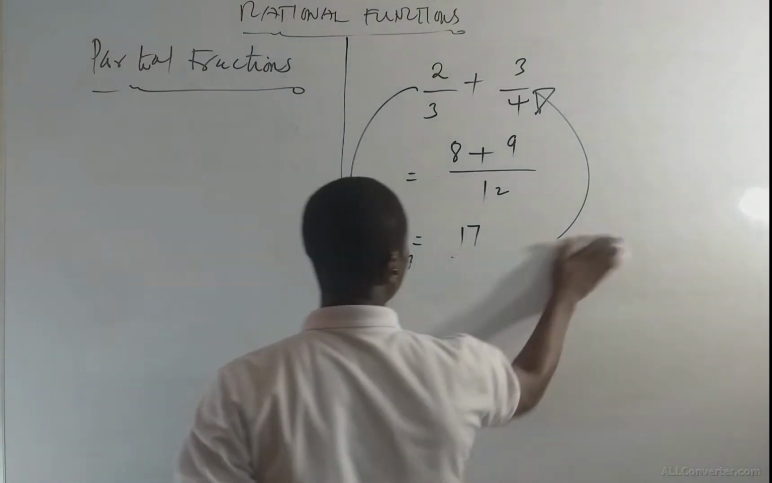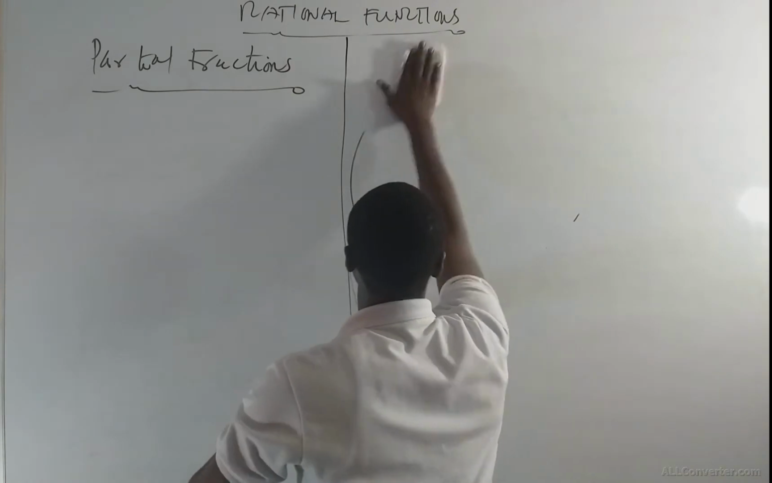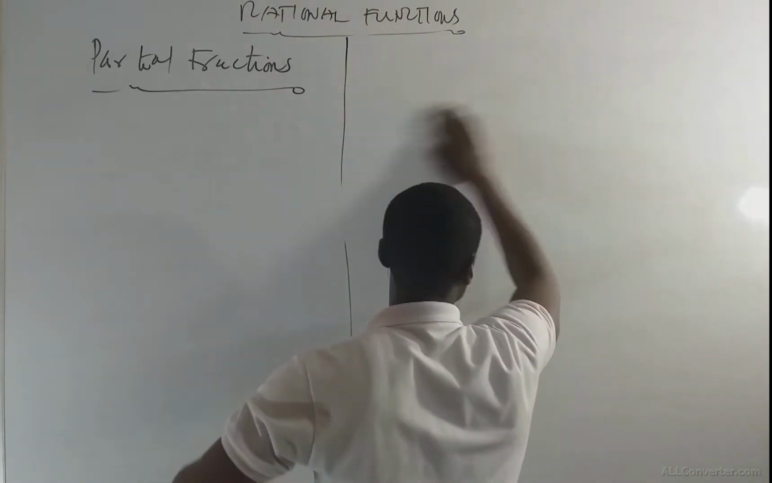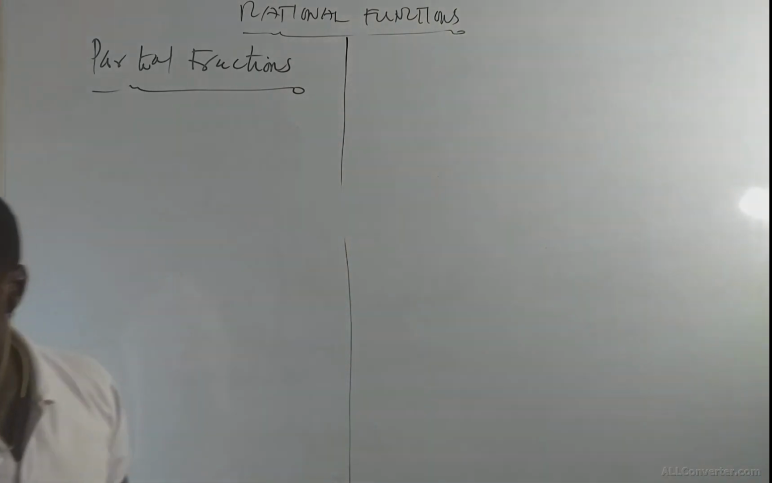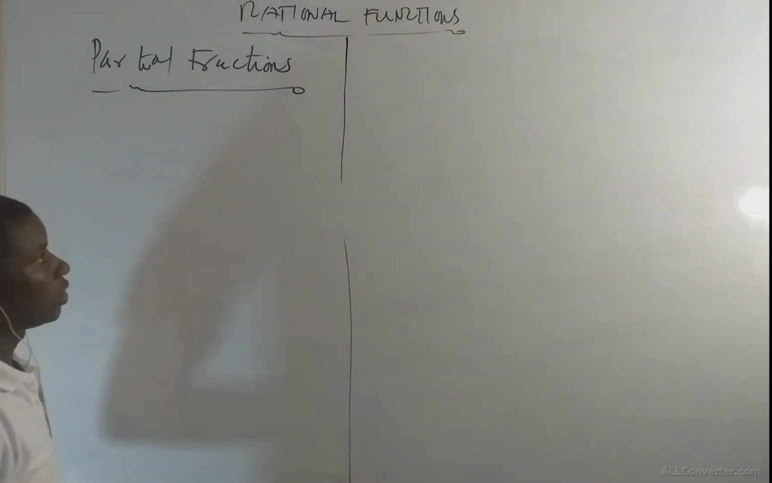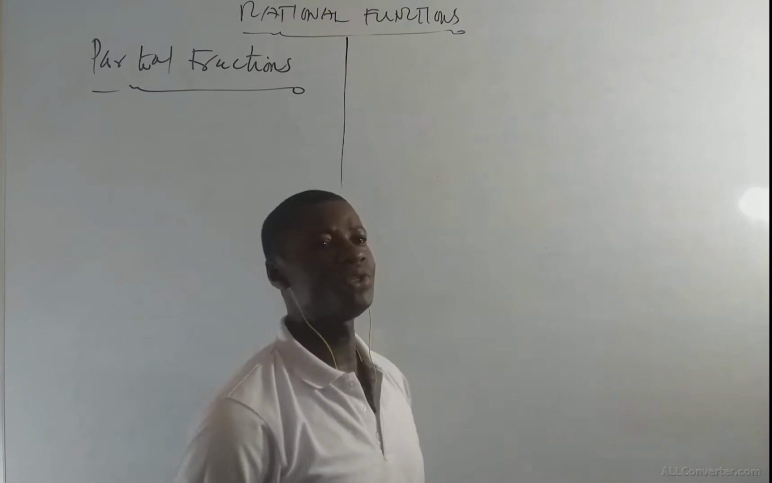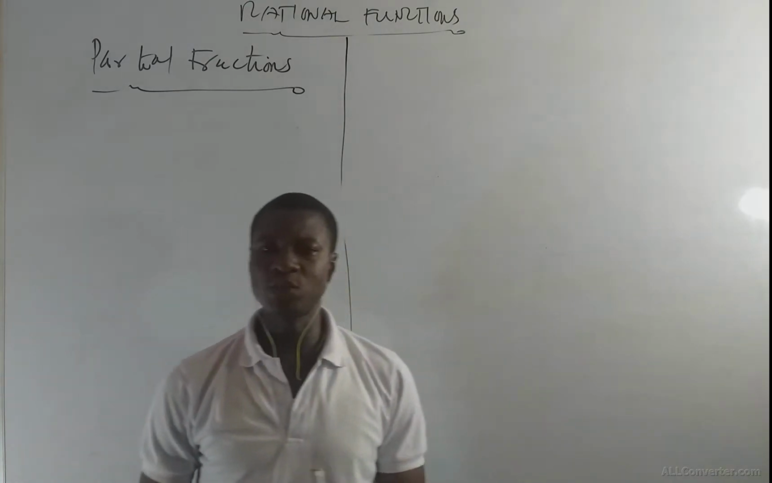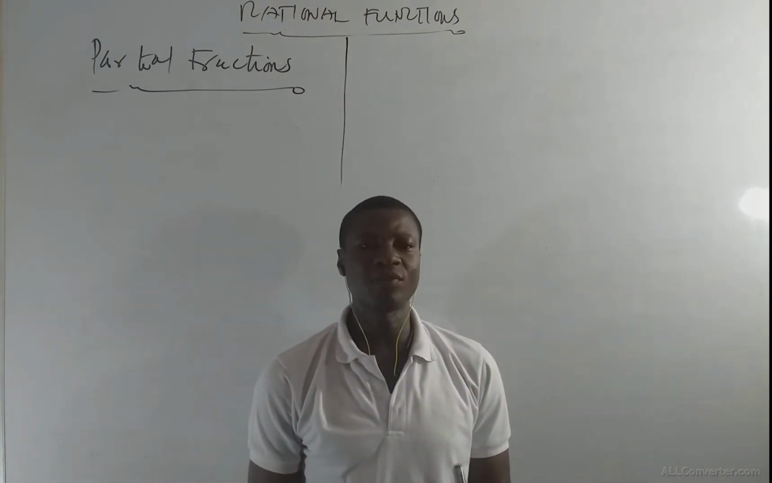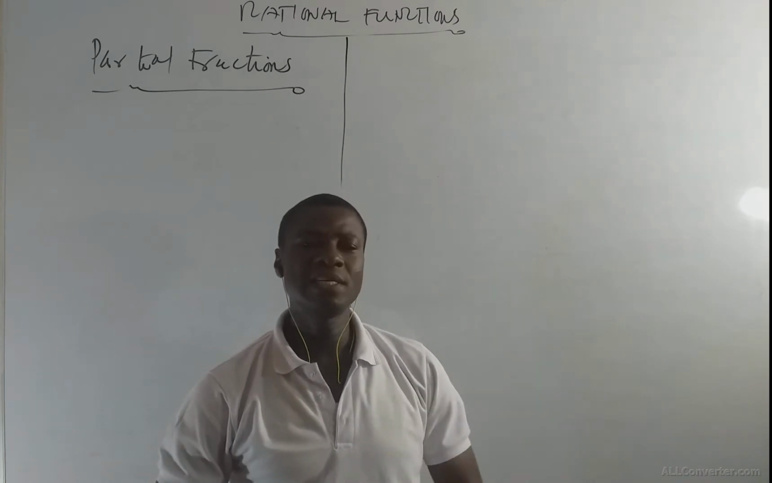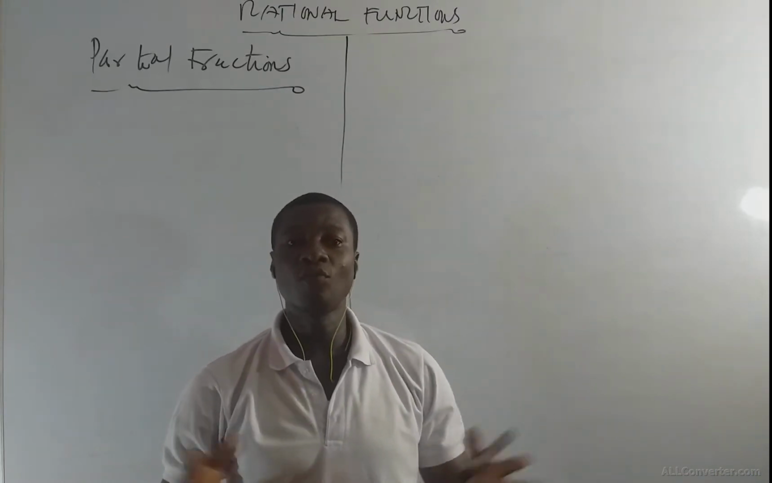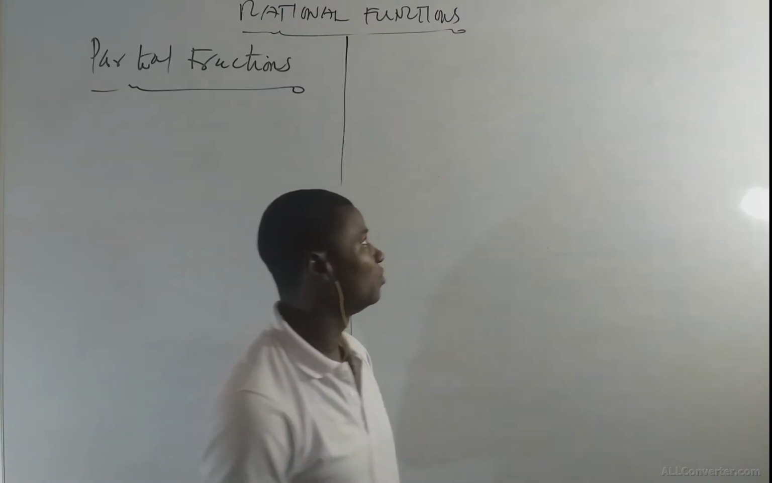Now, before we start the partial fractions, I want you to understand the difference between what we call an equation and what we call an identity. An equation is an expression that is true for specific values of x, but an identity is an expression that is true for all values of x. I will explain this to you in no time.